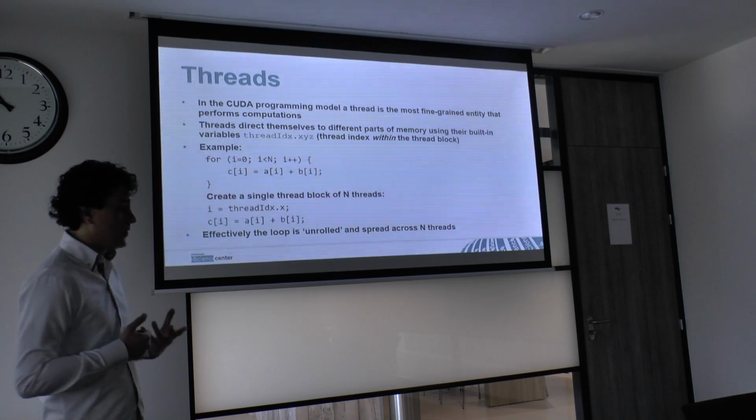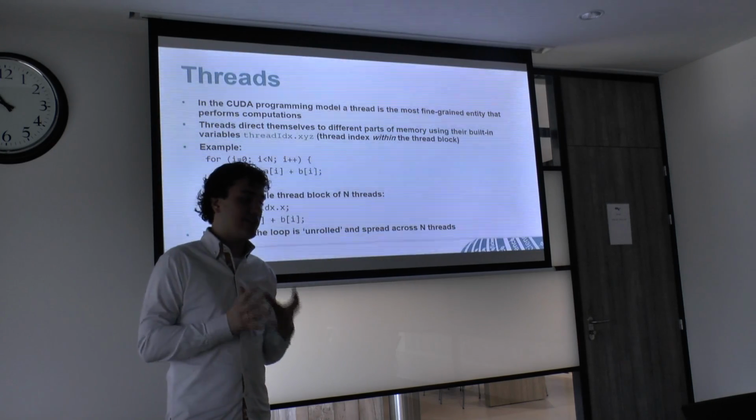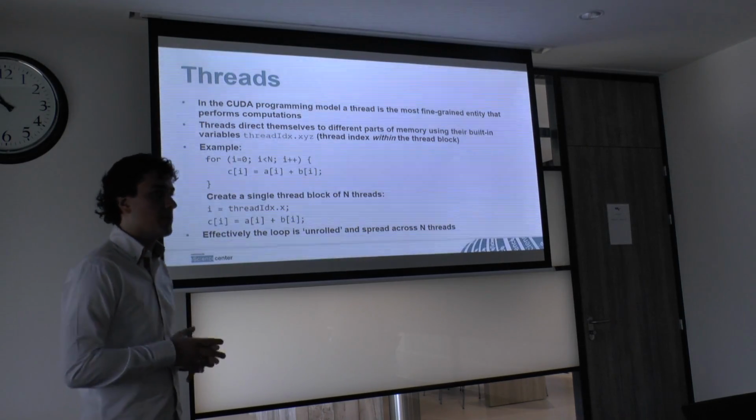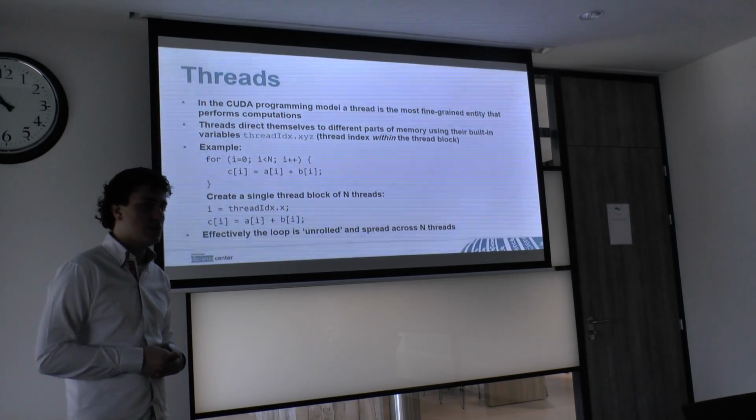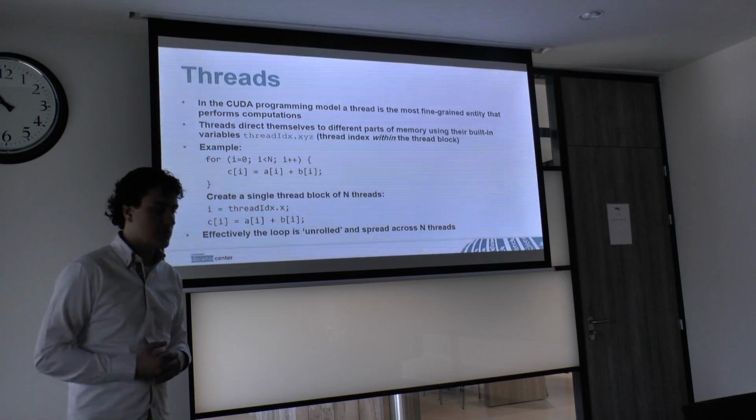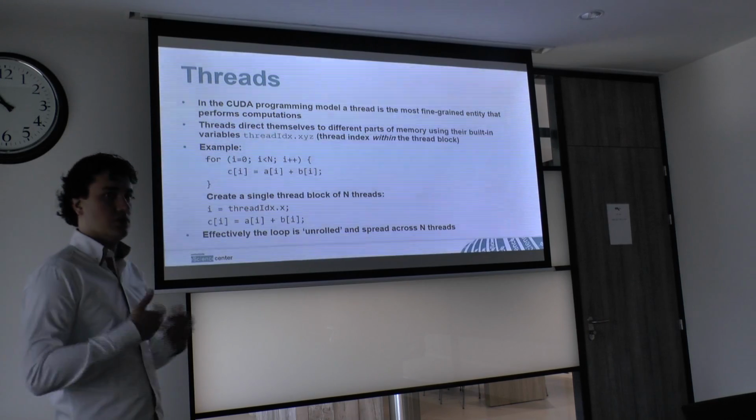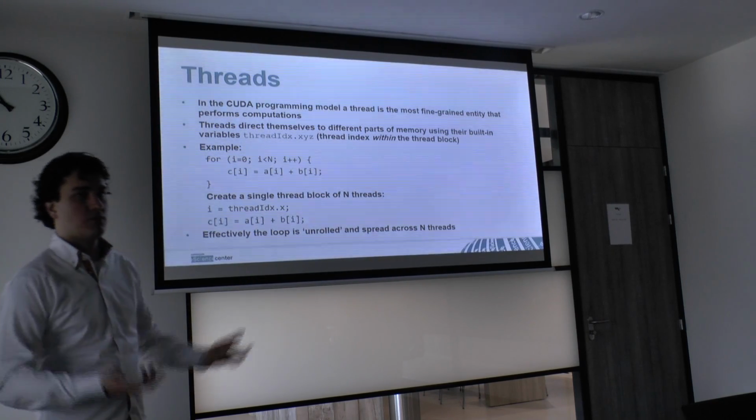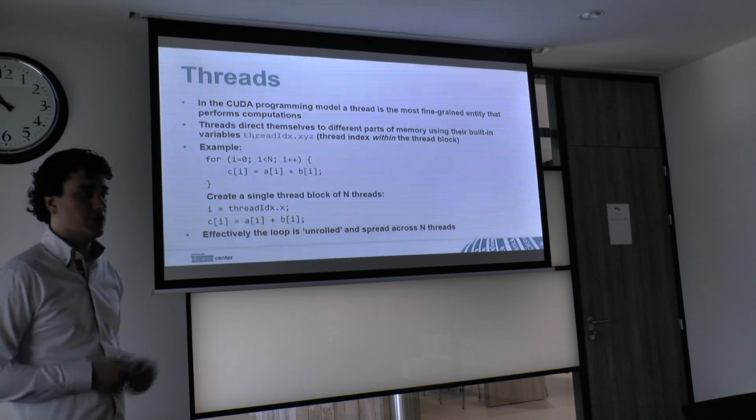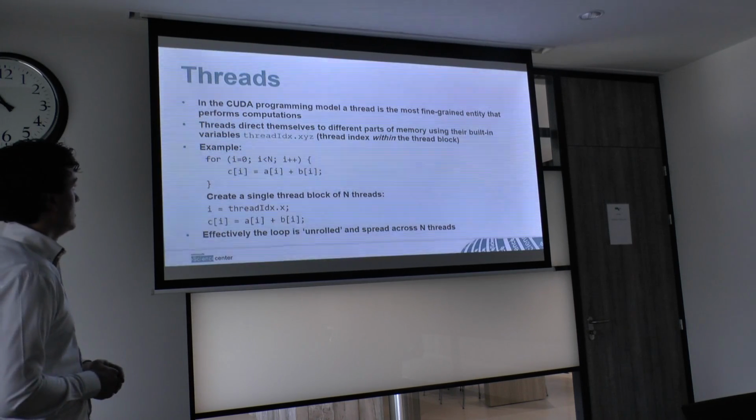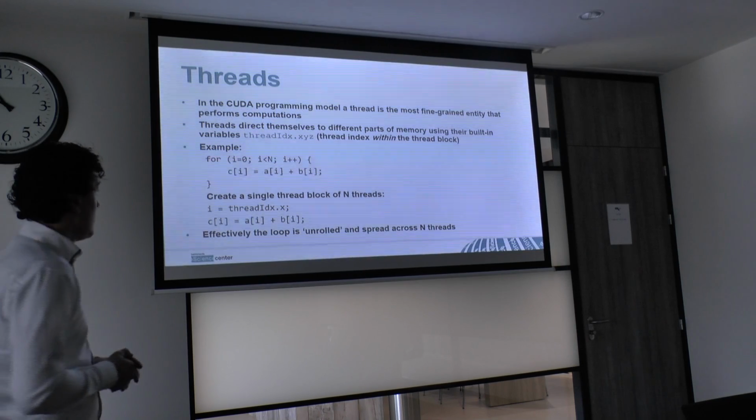A thread in the CUDA programming model is the most fine-grained entity that performs a particular computation. In the CUDA programming model, you don't have any vector instructions, at least not for computations. You can declare vector data types, but if you want to multiply two 4-dimensional vectors, for example, then you would need to write out how that multiplication is actually performed.